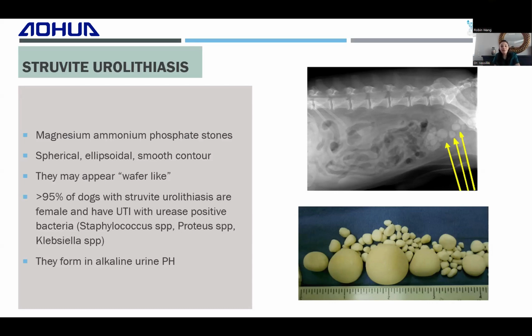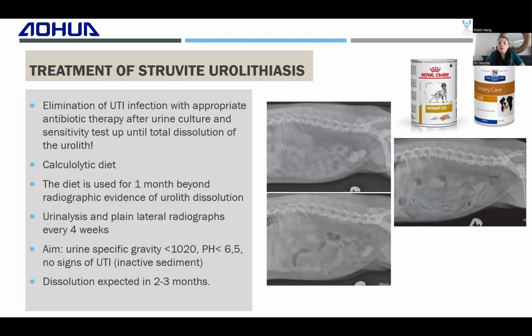And 95% of dogs that actually have struvite urolithiasis are female, and they have concurrent UTIs with urease-positive bacteria. And they form in alkaline urine pH, okay? And what about their treatment? If you go into treating the struvite uroliths without treating the UTI, then you haven't done anything. You're up to zero.